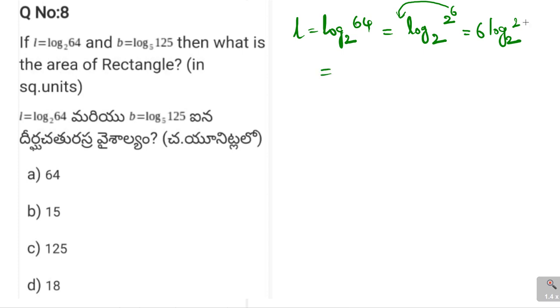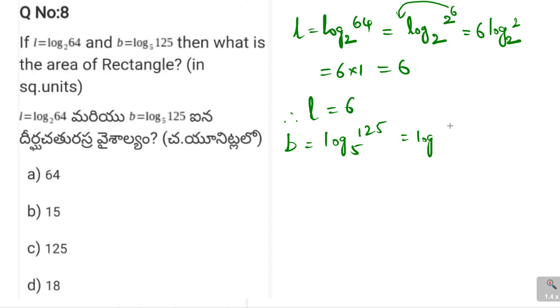We know that log 2 base 2 equal to 1. Log a base a equal to 1. That is why log 2 base 2 is 1. So 6 into 1, which is equal to 6. So therefore length equal to 6. Then b equal to log 125 base 5. 125 can be written as 5 cube to the base 5. This is equal to, you can bring this 3 to front side.